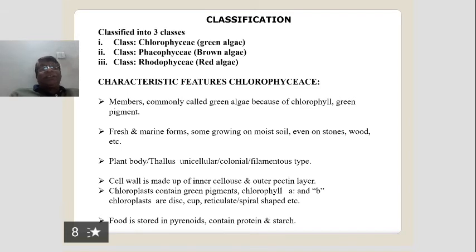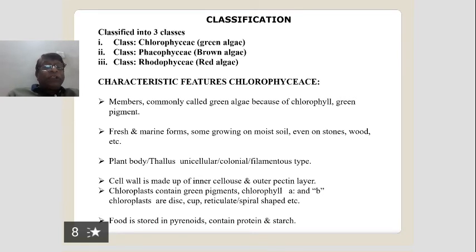Chloroplast may be disc-shaped. It is cup-shaped. You just carefully examine Chlamydomonas. You can make out the cup-shaped structure, the chloroplast. Reticulate: in case of Oedogonium, one green alga, the chloroplast is reticulate.